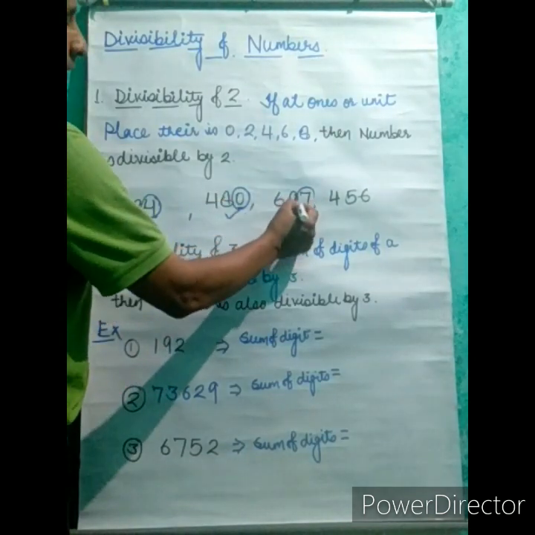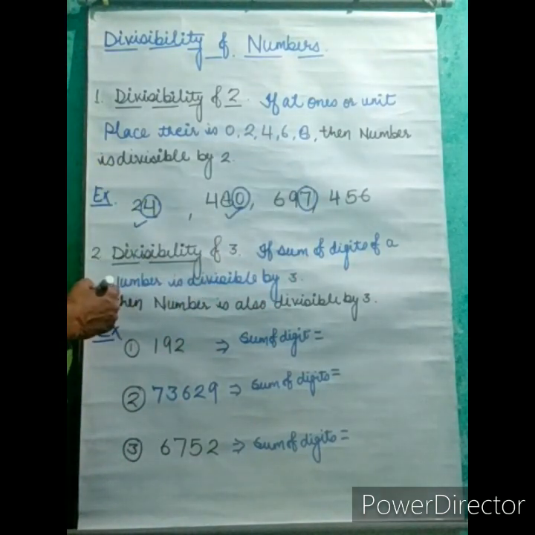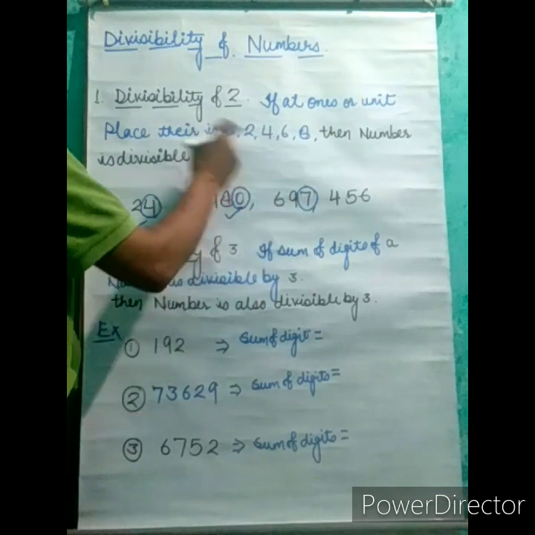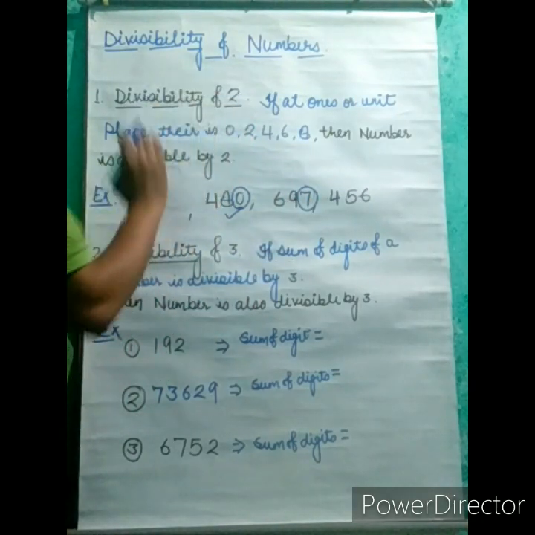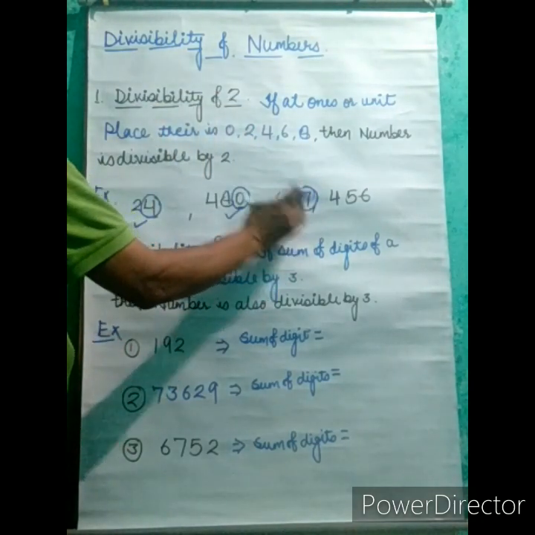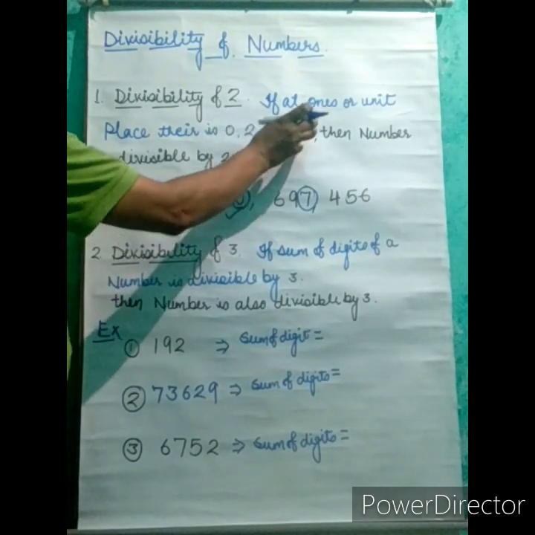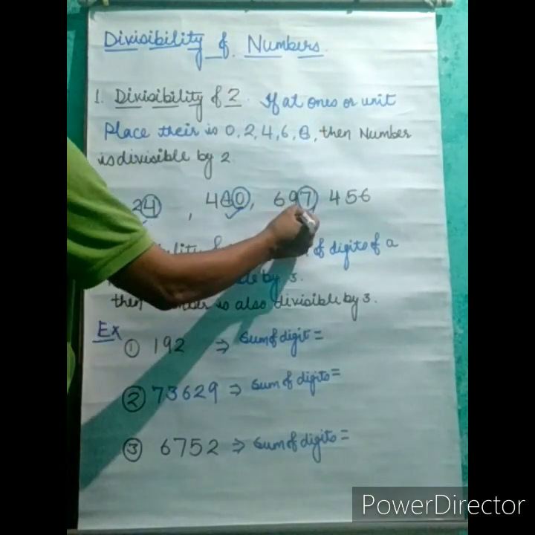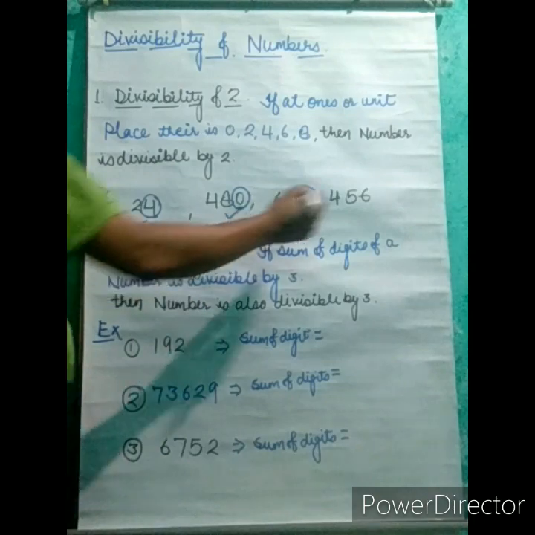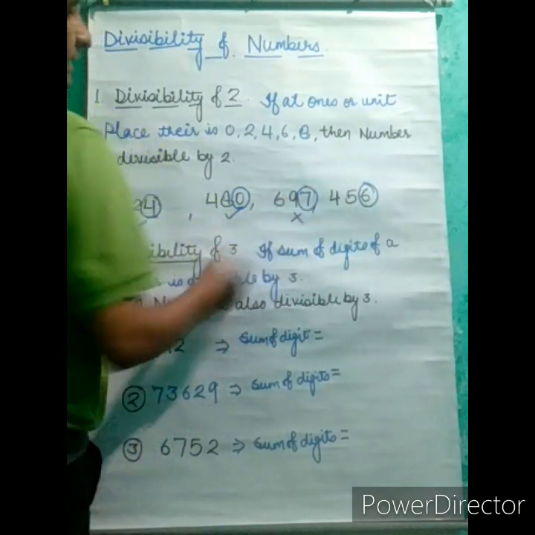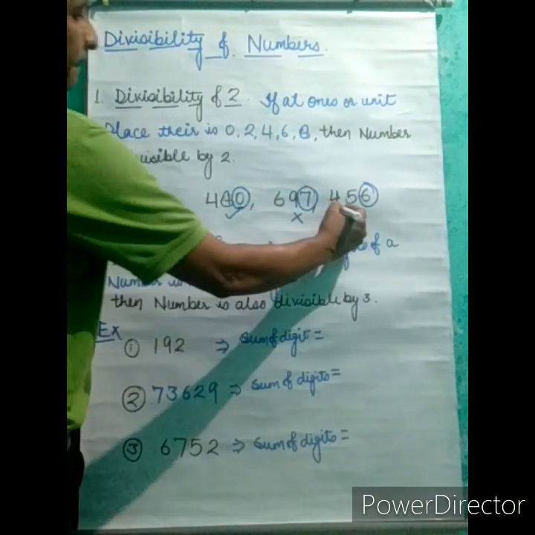Now at unit or ones place there is 7. According to the divisibility of 2, at ones or unit place there should be 2, 4, 6, 8, but here it is 7, so it is not divisible by 2. At unit place in the next number you can see there is 6, so it is divisible by 2.